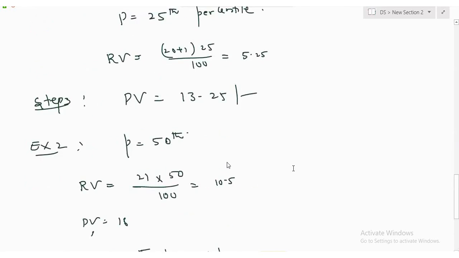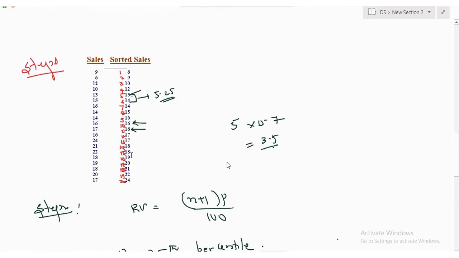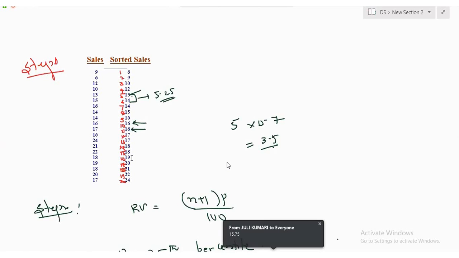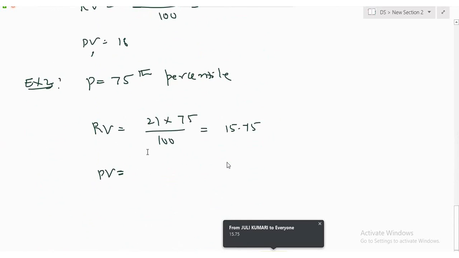Go to the data. 15th is 18, 16th is 19. The difference is 1 rupee. Make 1 rupee into 0.75, how much is that? Again 0.75? Yes or no? I need to add that value to the 15th value. So how much will that become? 18.75.